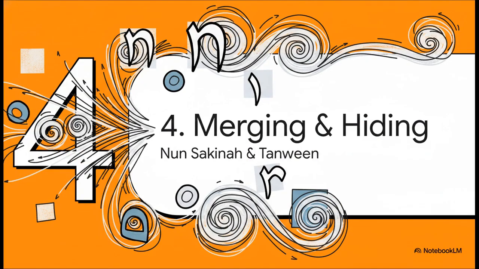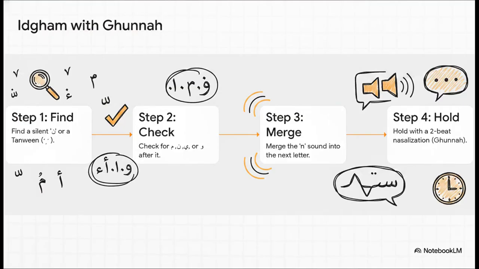Now this is where it gets fun. We just talked about making a letter perfectly clear, but sometimes you're actually supposed to do the complete opposite. Some letters are designed to be merged or even hidden. This is especially true for the silent noon and tanween. Let's break down one of the most common rules you're going to see, idgham with gunna. That just means merging with a nasal sound.